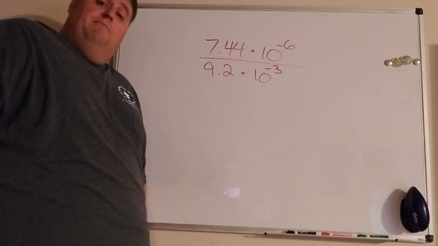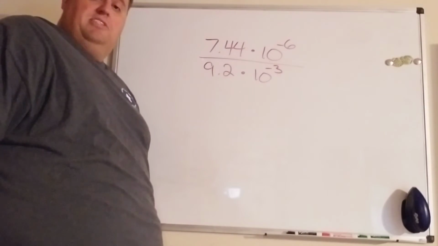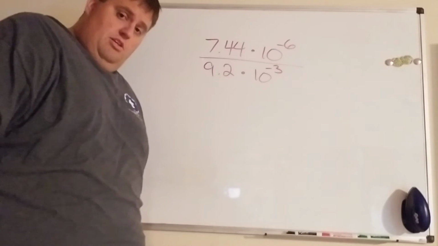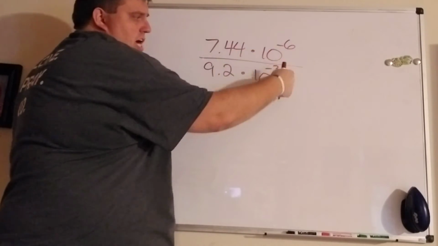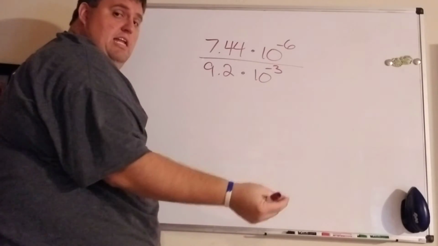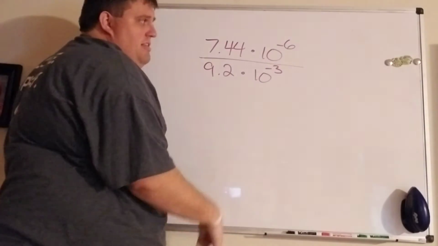All right, so now we're just dividing two really small numbers. The process does not change at all. So we're going to keep the base, subtract. Be careful when you subtract negatives. I know you guys aren't typically very good at this.